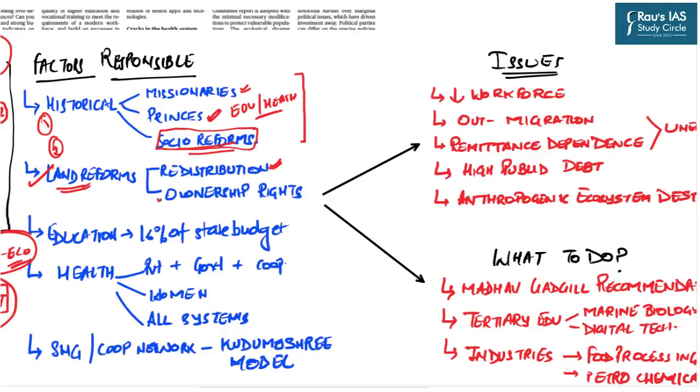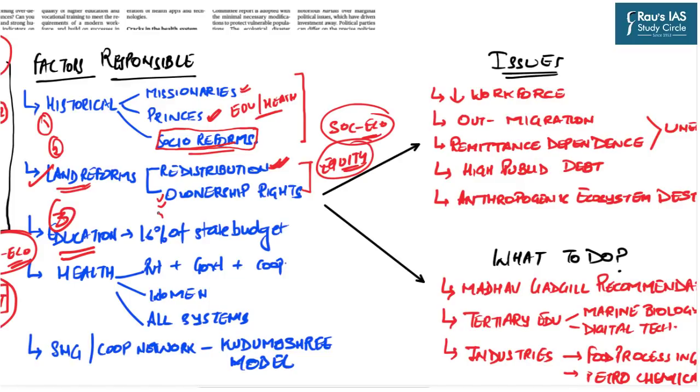Further, the ownership rights to the tenants were also offered. So now this redistribution of land and providing of the ownership rights to the tenants and the landless laborers provided again the foundation of equity. It reduced the socio-economic disparity among the masses of the state of Kerala. The third factor was the education.